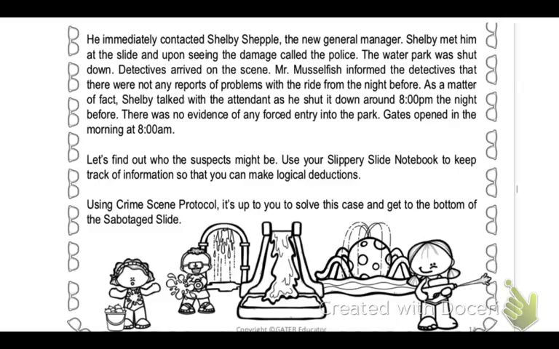Let's find out who the suspects might be. Use your slippery slide notebook to keep track of information so you can make logical deductions. We're going to use the crime scene protocol, so it's up to you to solve the case and get to the bottom of the sabotage slide.